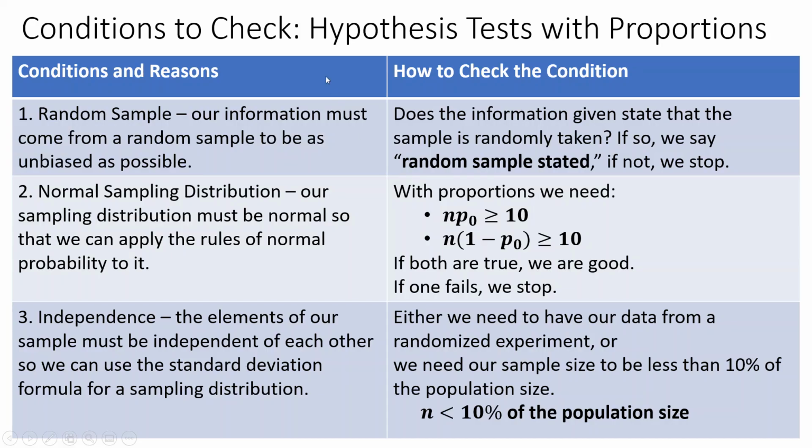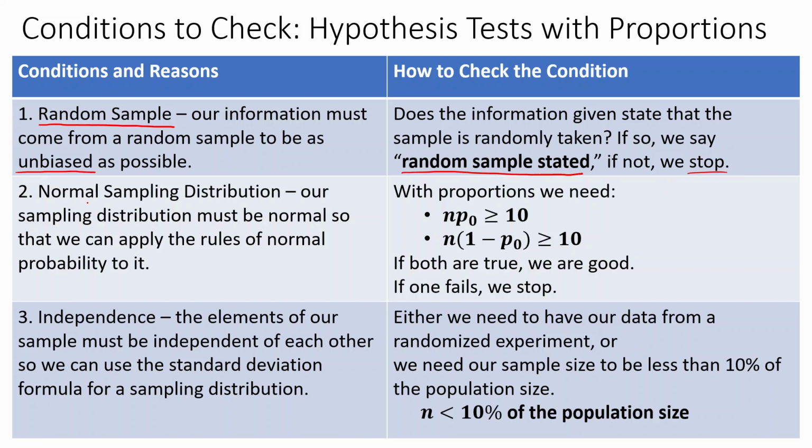So when we're doing hypothesis tests for proportions, there are three conditions that we have to check. The first condition is, do we have a random sample? Our information must come from a random sample to be as unbiased as possible. We don't want bias to creep into our experiment, because if it's biased, it's going to throw off all the results. So we look through the information that's given, or if you're doing the actual sample taking yourself, you make sure you take a random sample. If it is a random sample, you write down random sample stated. If not, you say not a random sample, and we stop.